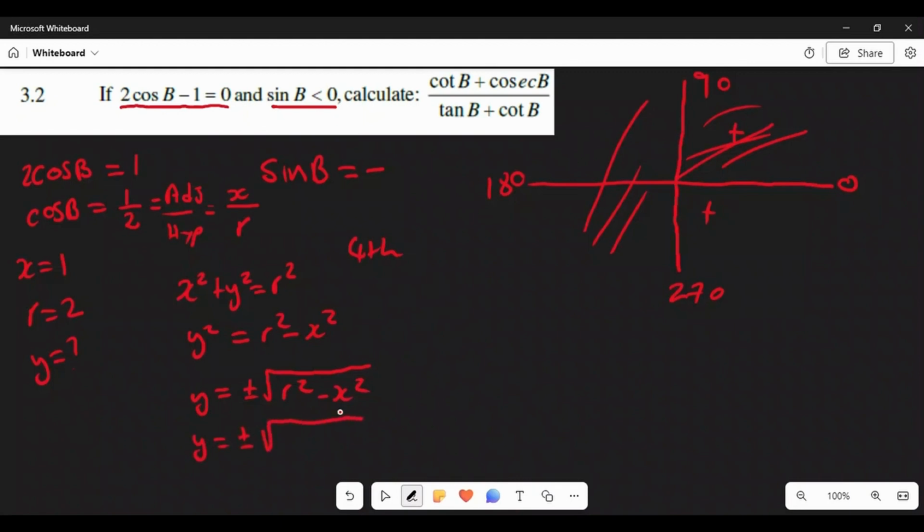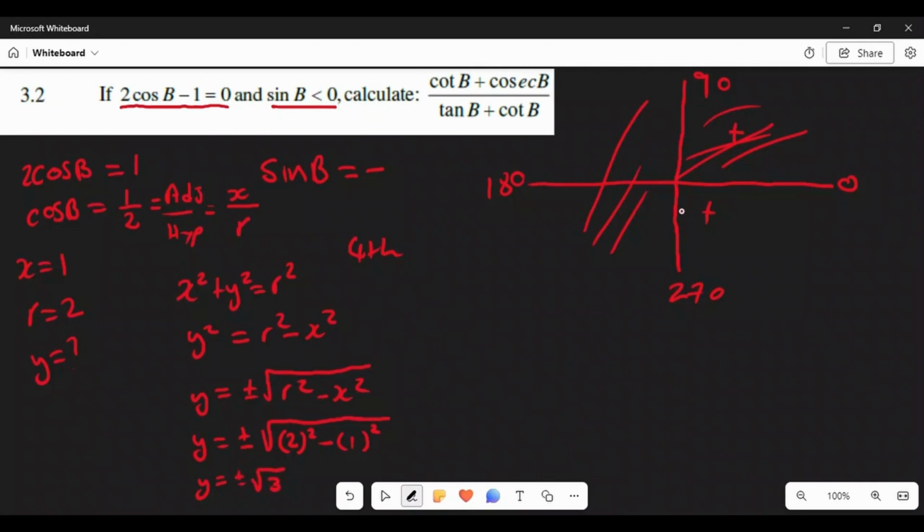So r squared here is going to be 2 to the power of 2. Then our x squared is going to be minus 1 to the power of 2. If you put this on a calculator, you will have the following: plus or minus square root of 3. So which one is it? Because you have a plus or minus.